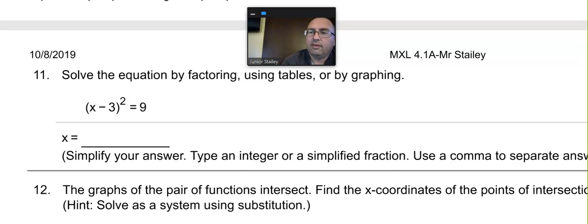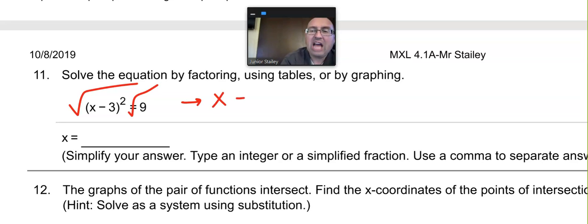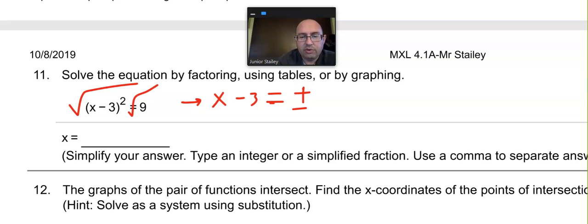Question 11. Now, this one's easier than you think, because it's already factored. Square root, square root. The square root is on fire. I know, I'm too much to handle sometimes. Hopefully you're not watching this early in the morning going, why am I watching this? So the square root of 9 is plus and minus 3. Don't forget the plus and minus.